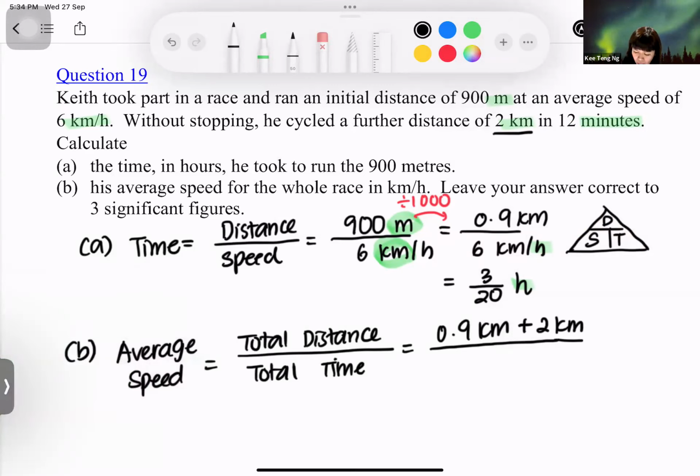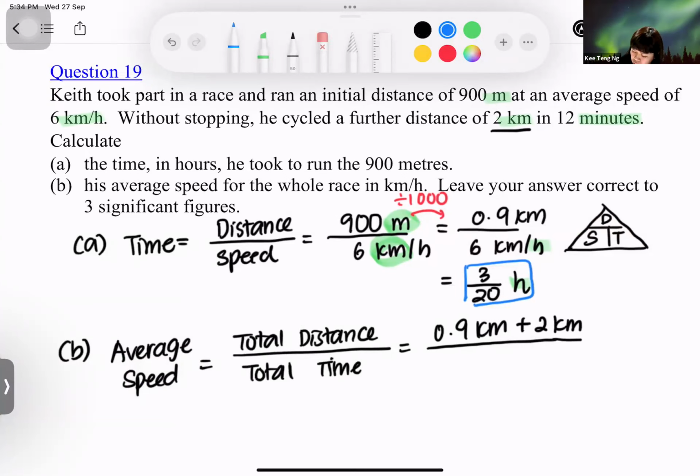Next part. What is the total time taken? I have this timing over here, right? This timing is 3 over 20 hours. But the next part, they say 12 minutes. Okay, 12 minutes. Alamak. I don't want minute. I want in hours. So what am I going to do? How to change 12 minutes to hours?